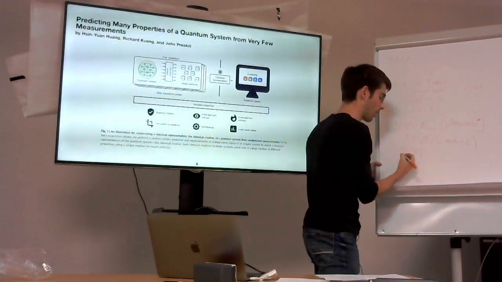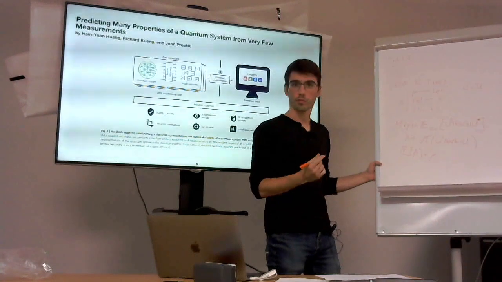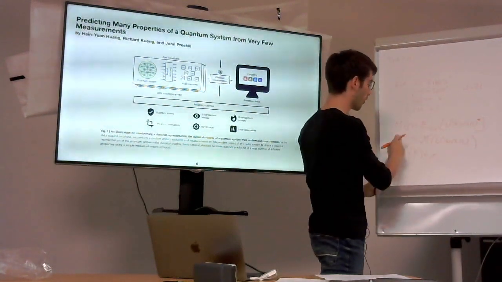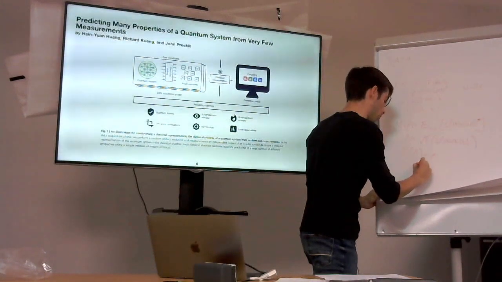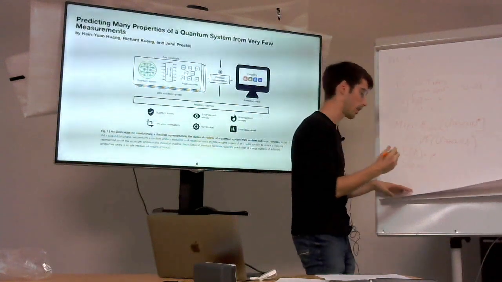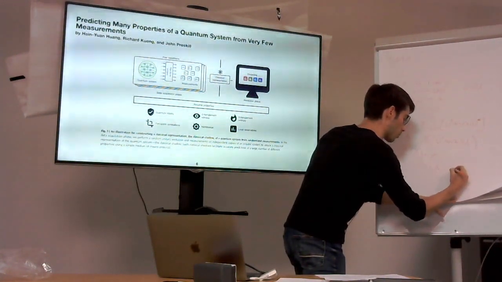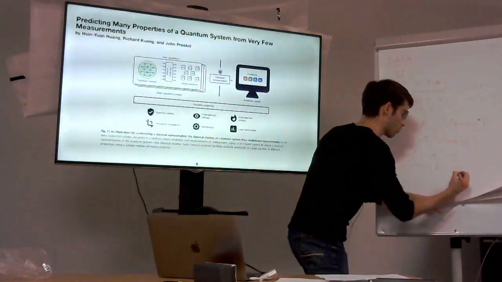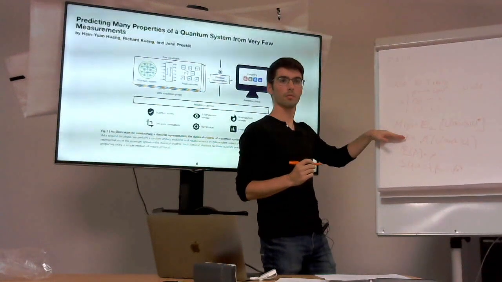Okay, so the expected value of these snapshots is the original state. The set of different snapshots is what they call the classical shadow of your original state. So you have a set of different snapshots constructed in this manner.